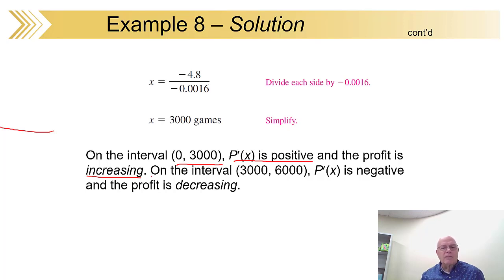You want more profit. On the interval 3,000 to 6,000, put one of those numbers in. Maybe 4,000, 5,000, or something in between if you feel adventurous. Put the number in for P prime of x, the marginal profit, and you should get a negative. That means after 3,000 games, the profit starts decreasing. Oh, darn it. You don't want that to happen.